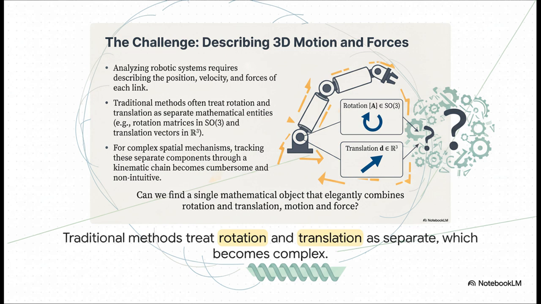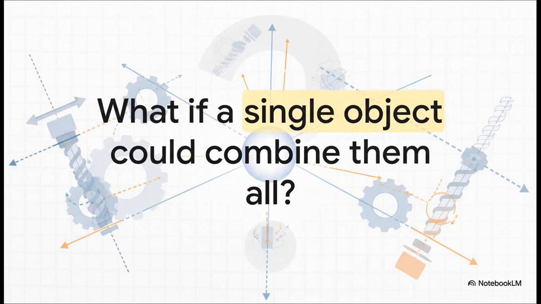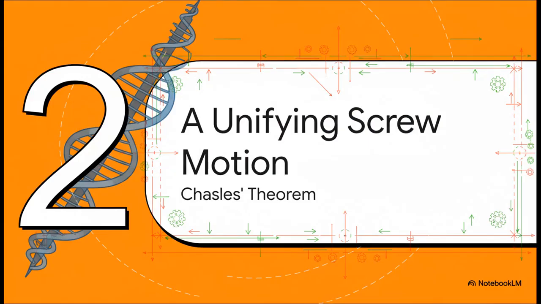But when you've got a complex arm with 6 or 7 joints, oh man, trying to keep track of all those separate parts becomes a real headache. It's clunky, and it's just not intuitive at all. But that begs the question, right? What if there was a better way? What if we could use a single mathematical object that just combines them all? And it turns out there is.